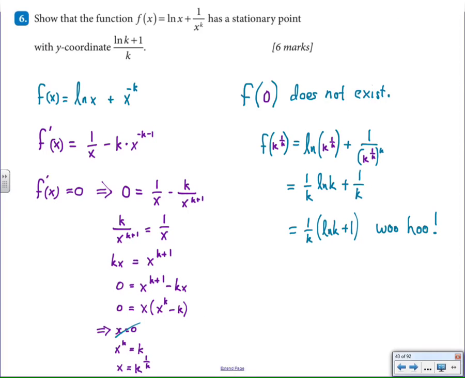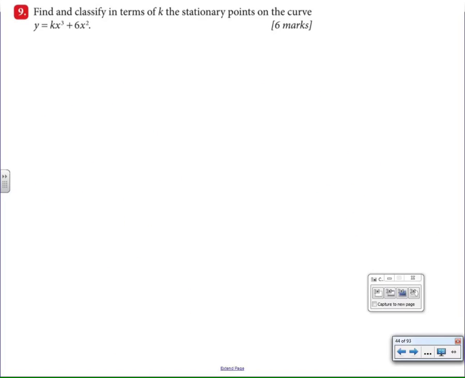To continue, though, let's look at one other example of a problem, and this is the red letter problem, so it must be the most difficult problem in the section. And all it's saying is we've got a function y equals kx cubed, it's a cubic function, plus 6x squared, and we are supposed to find and classify the stationary points on the curve.